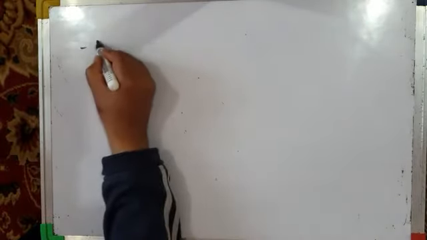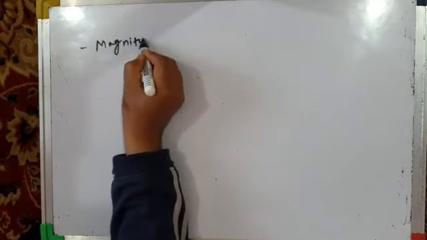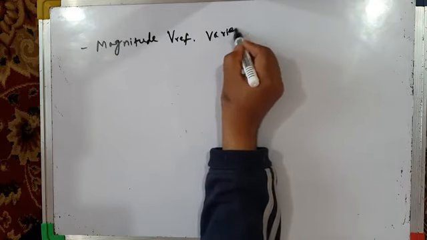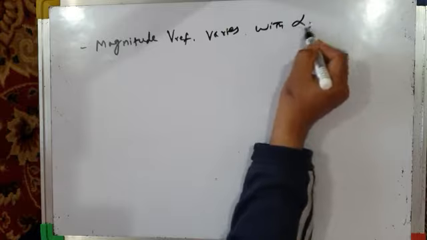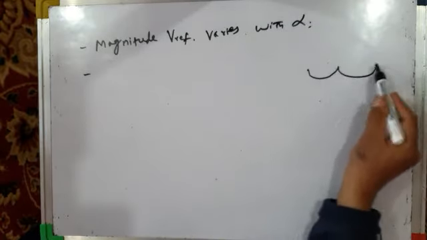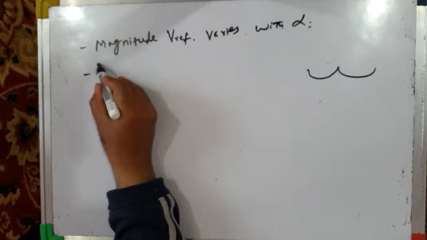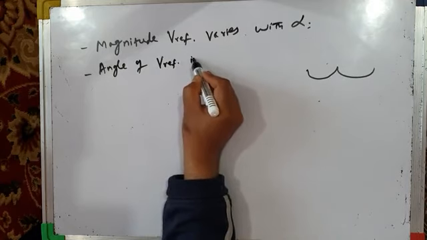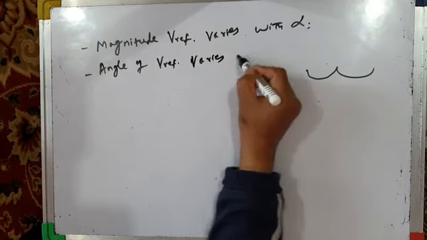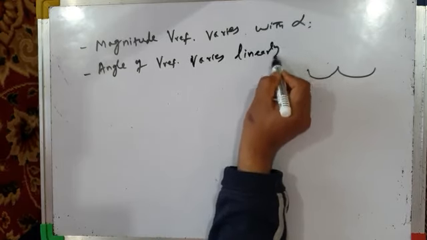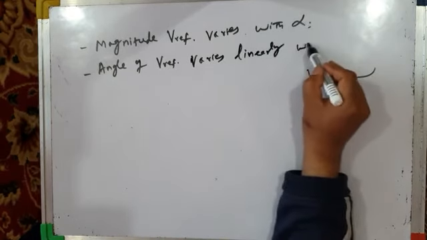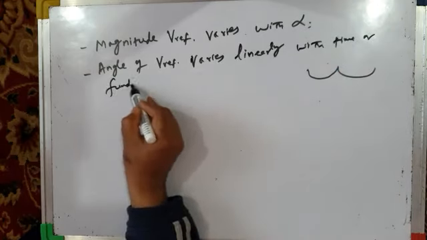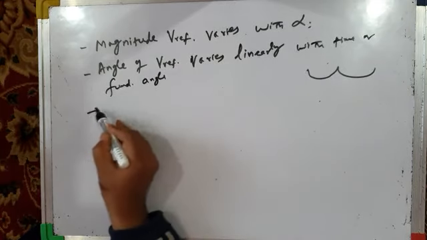Then next is magnitude of reference rotating voltage vector VREF varies with alpha. With alpha we have seen it varies like this in each sector. And then we have seen angle of VREF varies linearly with time or fundamental angle.